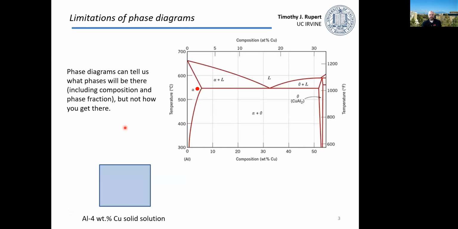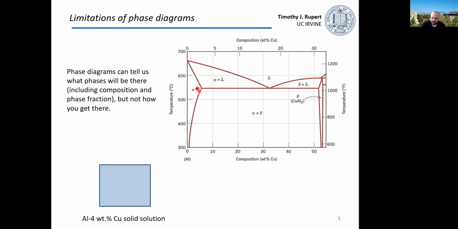So the first thing to do is recognize, in our lab module 1, we learned about the beginnings of phase diagrams, how we can look at things like solubility limits. It's important to recognize what the limitations of these diagrams are. They can tell us what phases will be there for a given temperature and composition, for example, including what the composition of the different phases are and what the phase fraction is. But it's not going to tell us how to get there, okay?